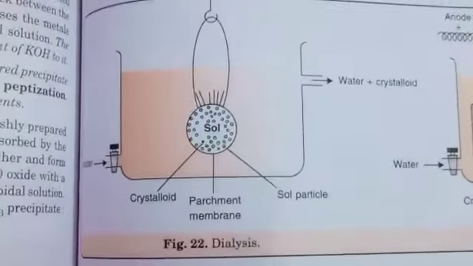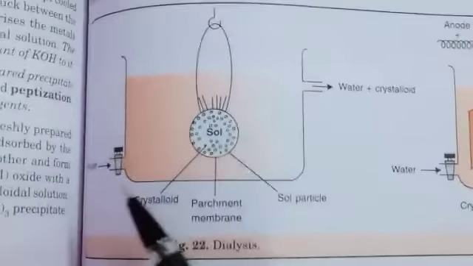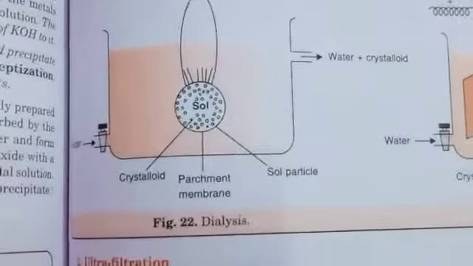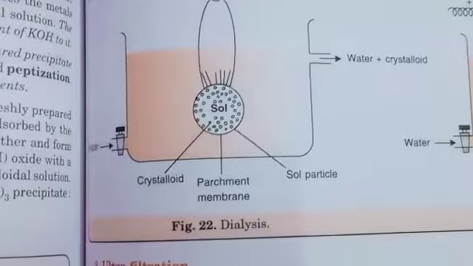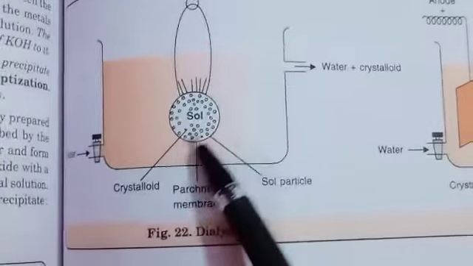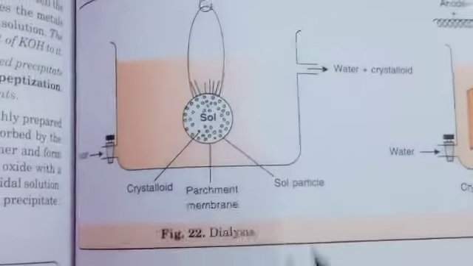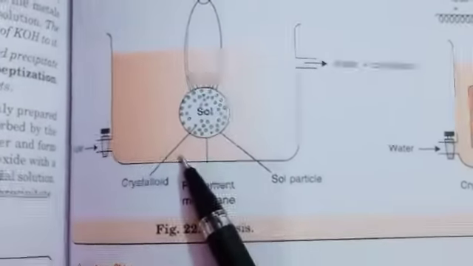Now simple, the water is changed frequently. This is very important. You have to change the water frequently, otherwise the crystallite particles will start diffusing back, going back inside again. That's why you have to replace the water frequently.